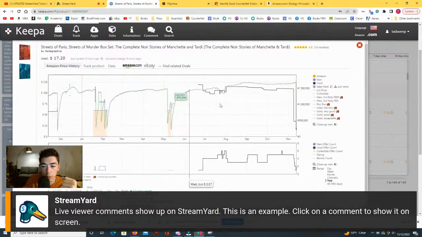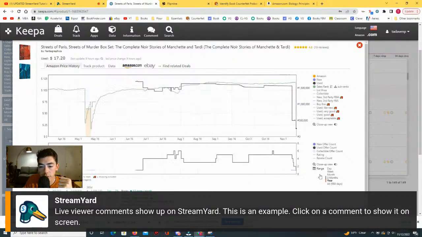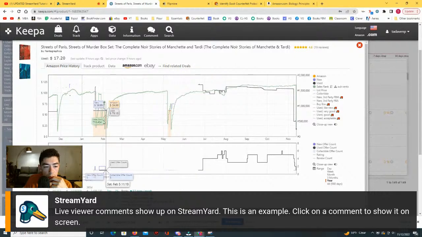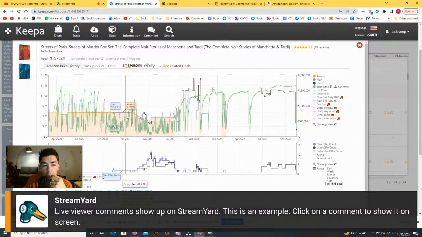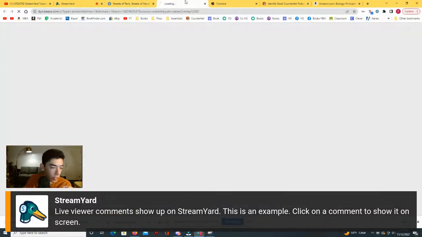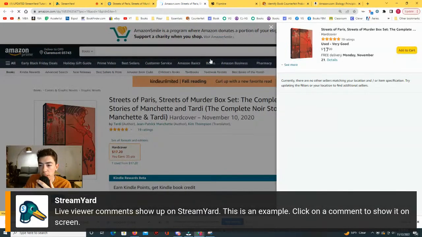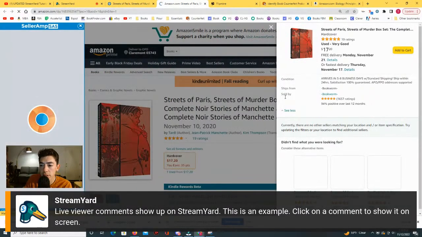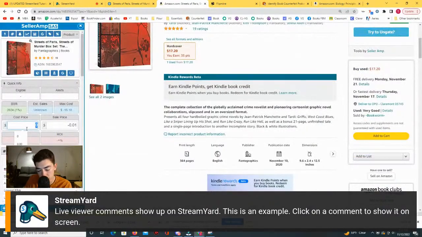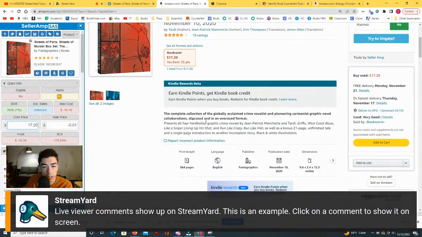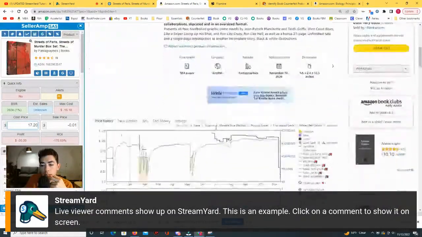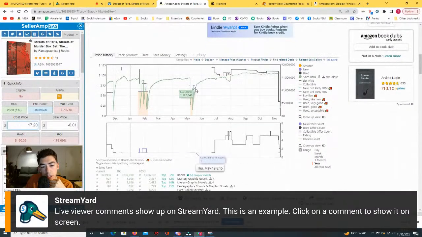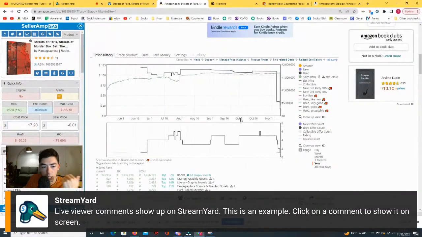Okay, let's see this book. $17. Okay, so this book is very interesting to me. I think that this has potential. $17.20, free shipping. Let's take a look. Now, why is this interesting to me? Well, you'll notice that it hasn't sold when two things happened.